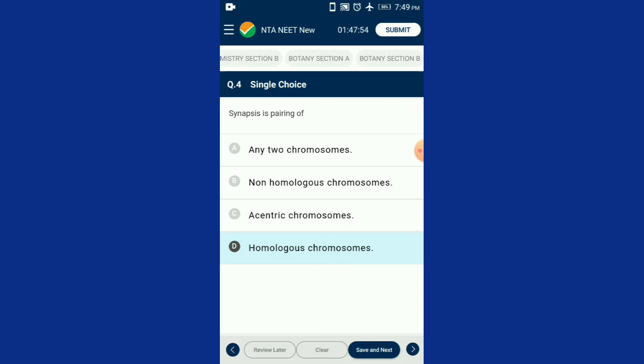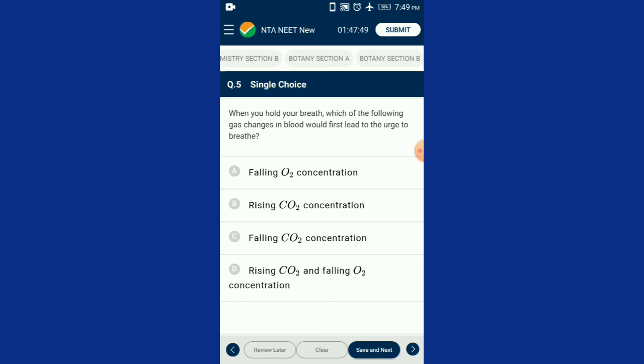Question number 5. When you hold your breath, which of the following gas changes in blood would first lead to the urge to breathe? Rising carbon dioxide concentration. The rise in carbon dioxide concentration stimulates chemoreceptors present in the aorta and carotid artery, which stimulate the respiratory center. The respiratory center is not directly sensitive to oxygen concentration, and hence the decision to breathe is induced by rising carbon dioxide concentration of the blood. So the answer is option B.